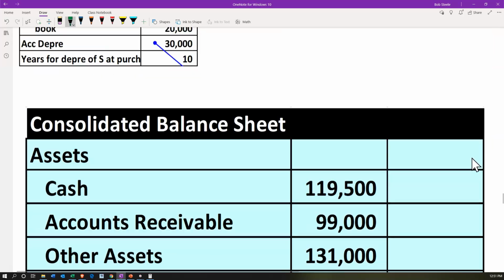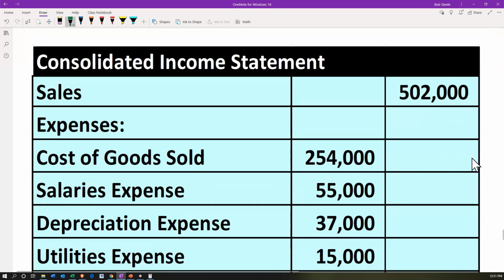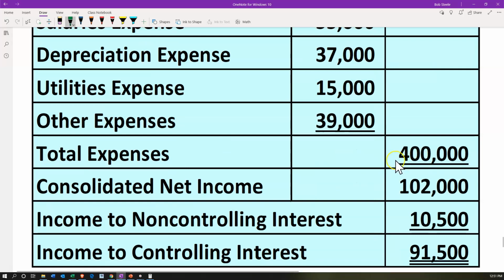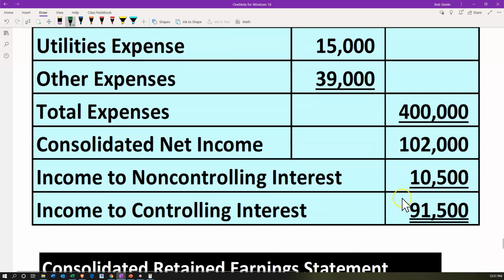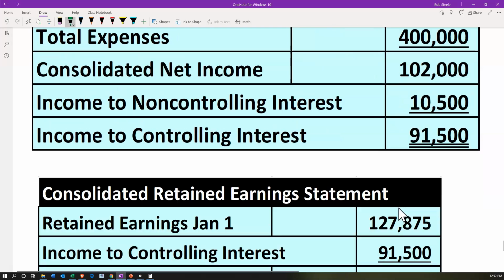But we're going to make a subtotal. It's going to do the same thing here, but we're just going to subtotal it. We're going to say, this is the consolidated net income, and then we're going to put in this non-controlling interest, which was acting kind of like an expense on the trial balance, and that'll basically bring us down to the income to the controlling interest, which is the 91.5.